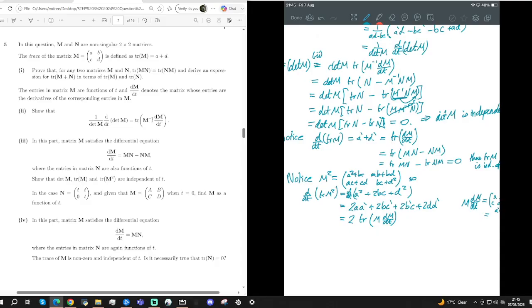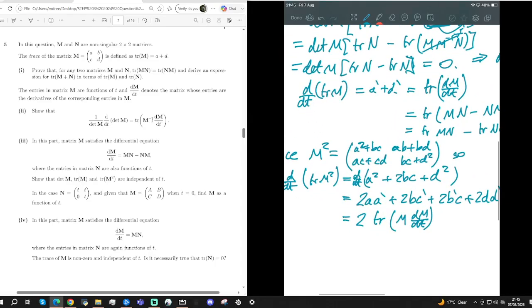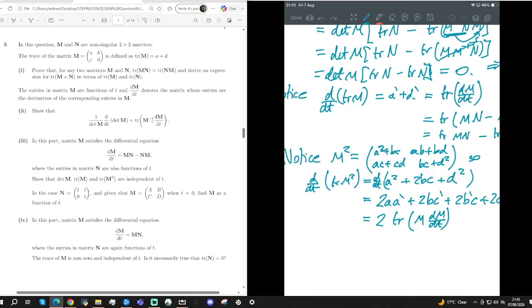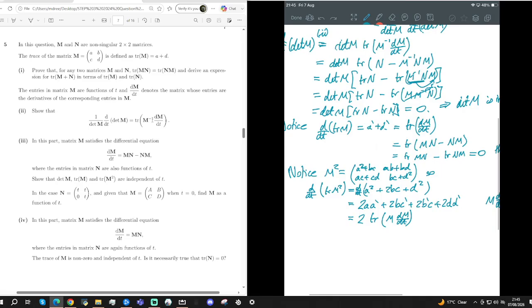Why is that useful? If I differentiate, just noticing that if we think of this as its own variable and we apply the chain rule to it, implicit differentiation, we bring down the 2, the M squared becomes an M, and the chain rule says times by a dM by dt. So somehow magically our rules of algebra have also applied to rules of matrices, which is nonsense. But why does that help?